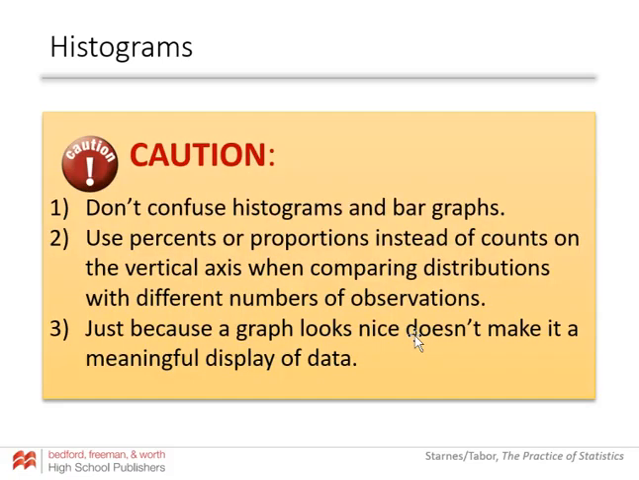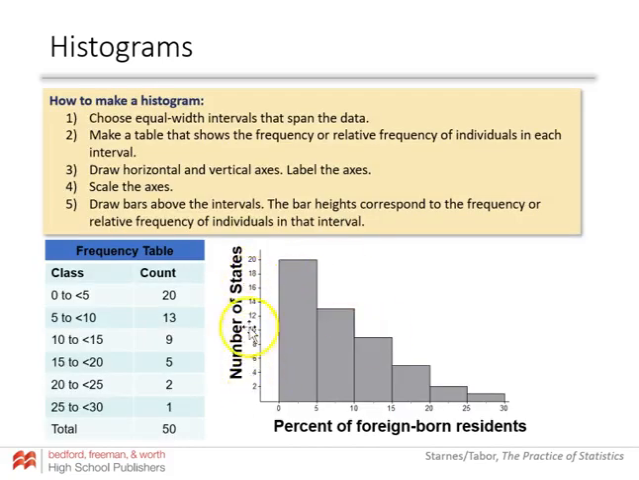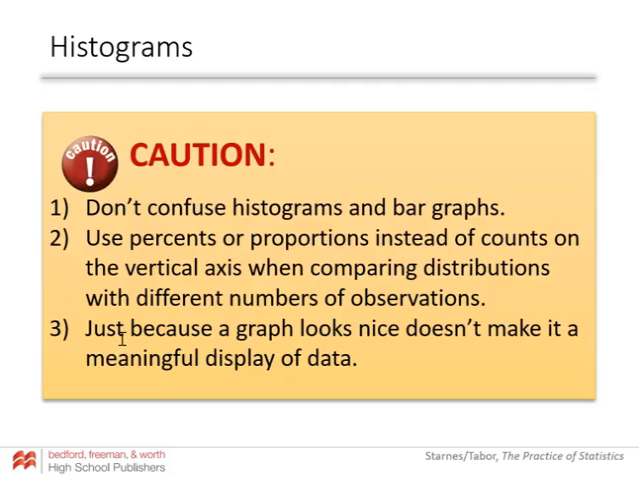Okay, a couple things we need to pay attention to. Don't confuse histograms and bar graphs. We already talked about the differences there. Use percents or proportions, just like we talked about before, instead of counts when you're comparing distributions with different numbers of observations. Okay, so if we have two graphs that we want to compare and the number in each of them is not the same, then we want to make what's called a relative frequency histogram, where instead of counts over here, we're talking about the percent. So what percent of states have 0 to 5%? What percent of states fall in that 5 to 10 range, so that we can compare the two graphs.